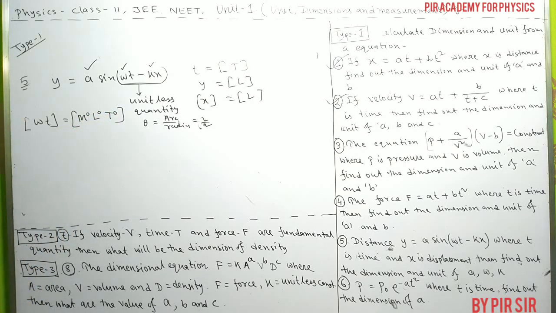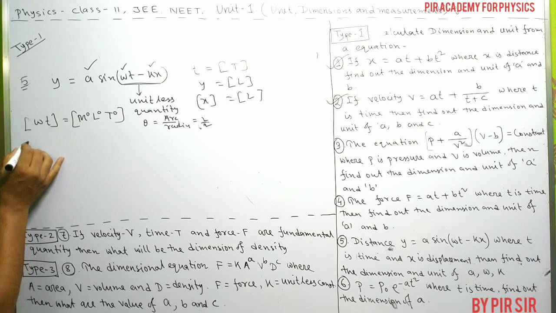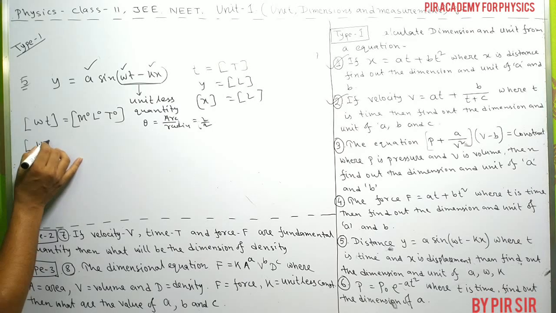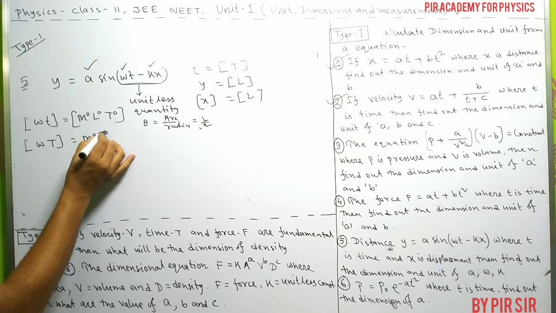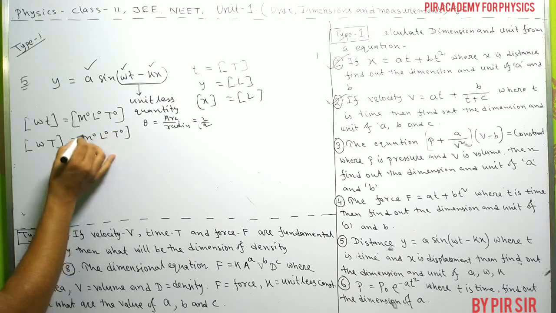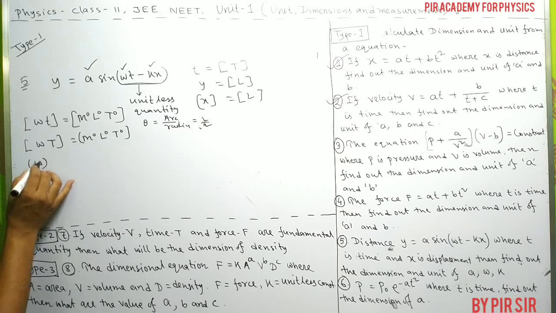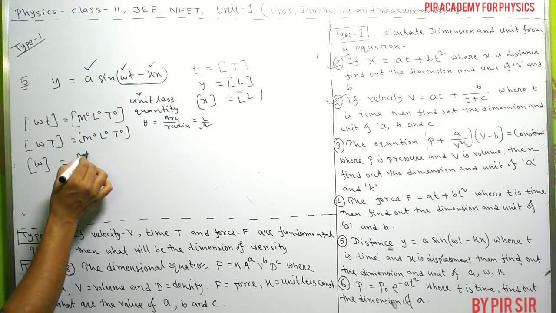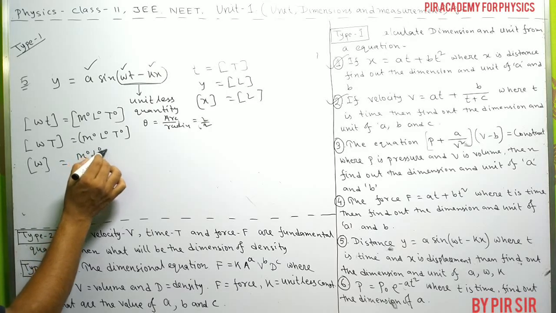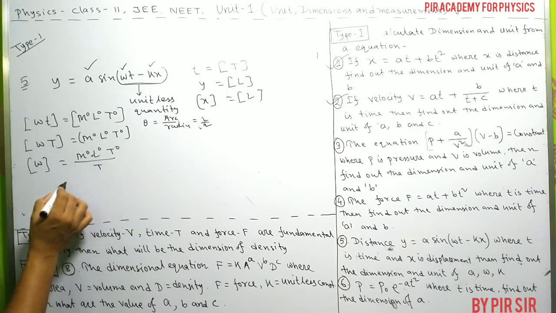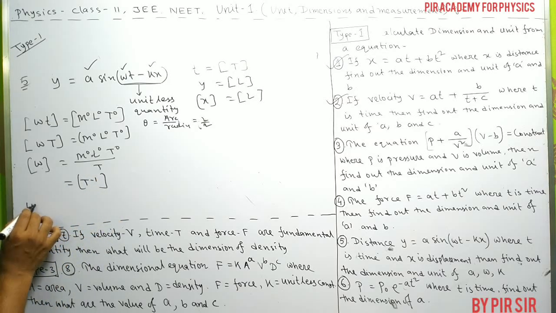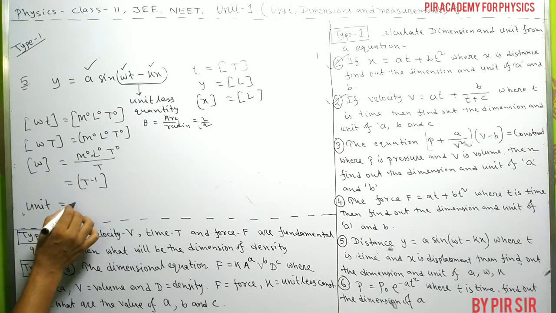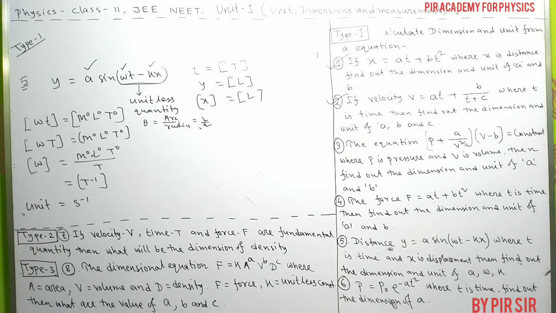What is dimensionless? Then omega t equals M to the power 0, L to the power 0, T to the power 0. The dimension of omega will be M to the power 0, L to the power 0, T to the power 0 divided by T. That means T to the power minus 1. The unit will be second inverse.